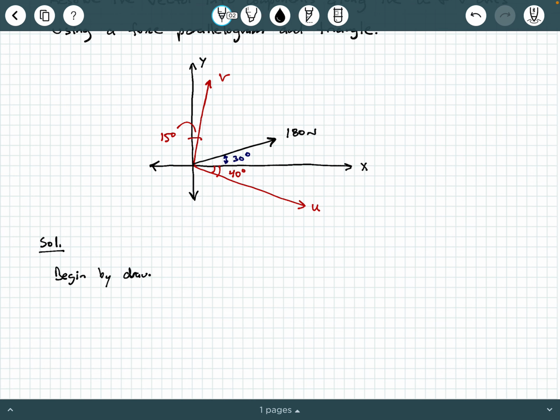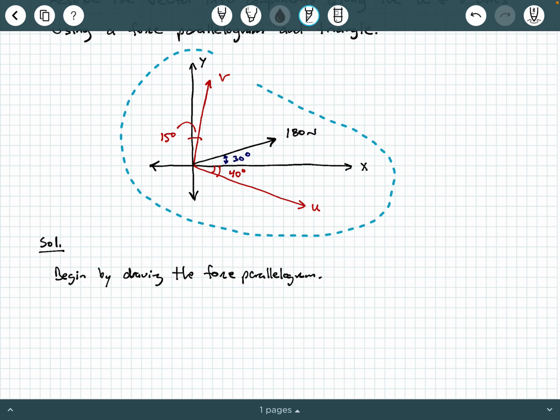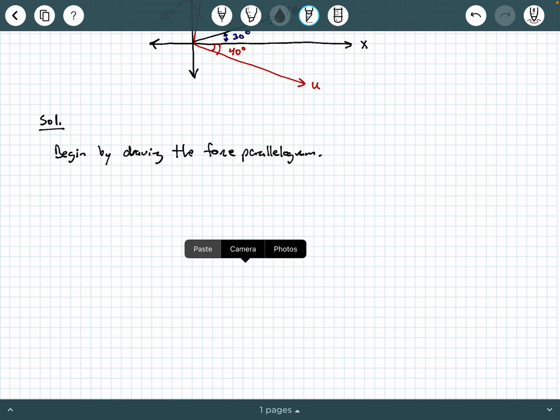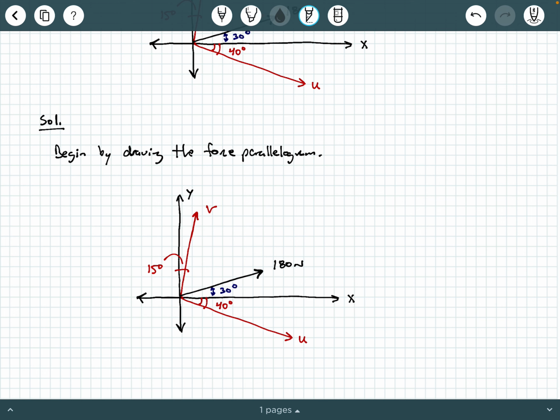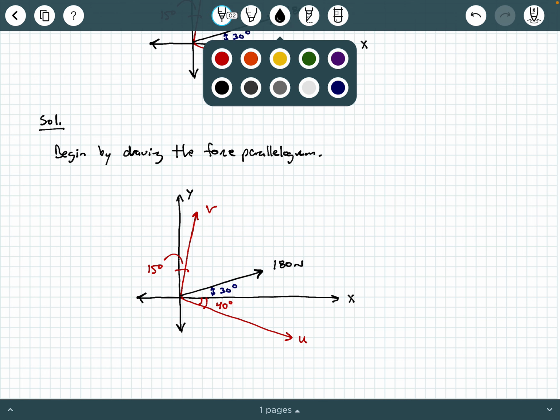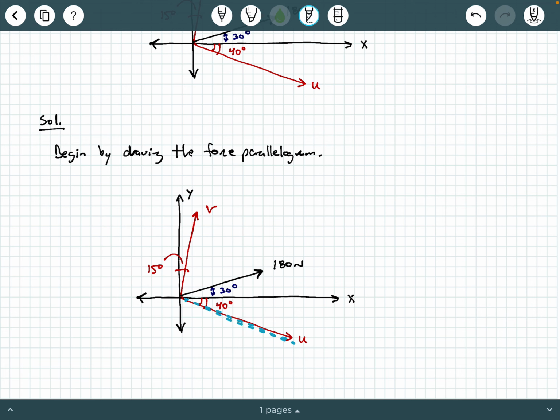by drawing the force, or sometimes we call it vector parallelogram. Okay, so what we do is we're going to go ahead and redraw this. Now, just to redraw it as identical as possible, I'm going to copy this drawing that I drew already and paste it here. Okay, and what we're going to do is project lines that are parallel to the u-axis and to the v-axis by taking this 180 Newton force as like a resultant.